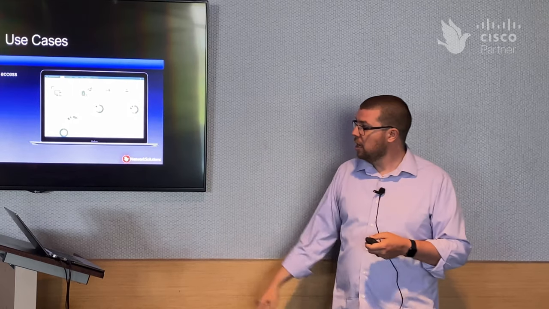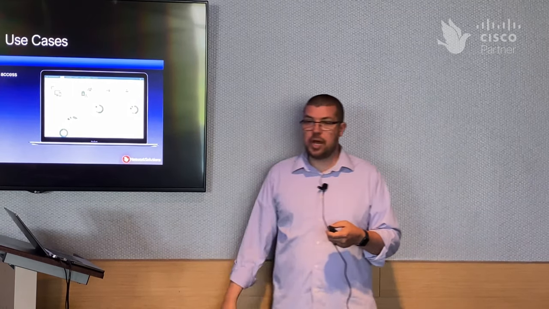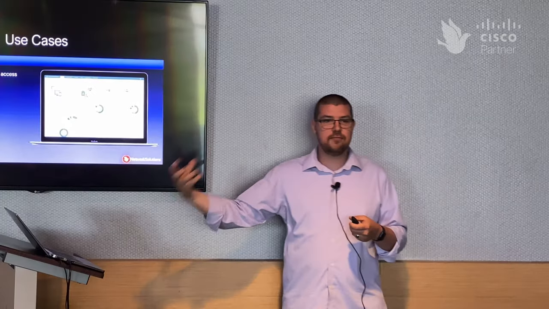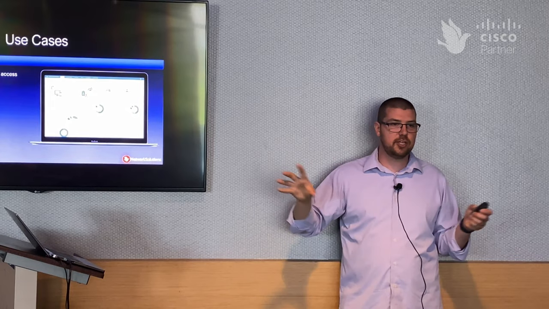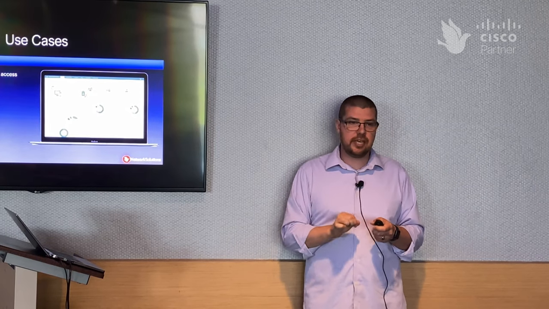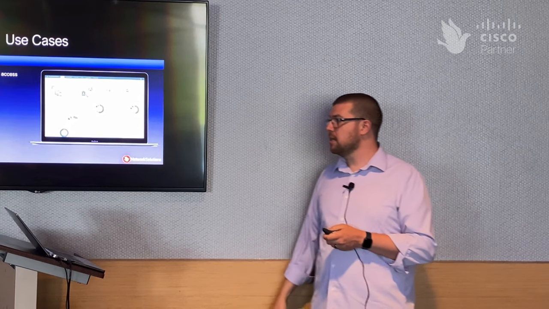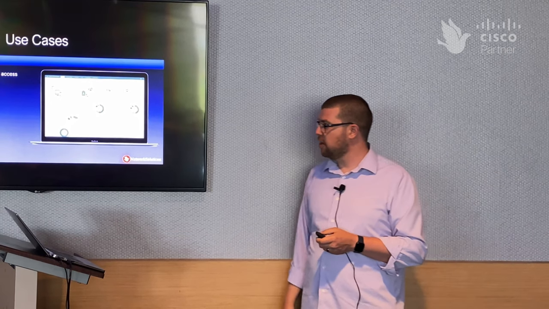And that leads us to the bottom one, where now if I see some kind of issue, whether I'm getting that information from somebody else or I'm pushing that information out, I can start to change the access that I've granted to a particular endpoint. And that's our rapid threat containment solution. That's when it gets fun.